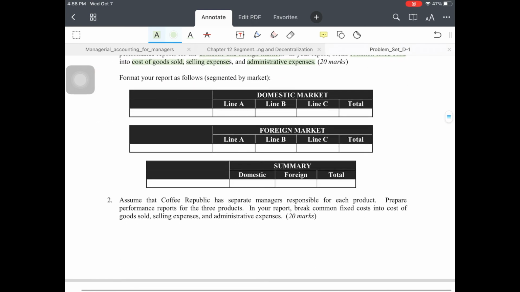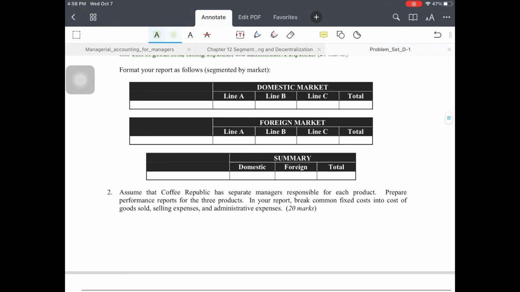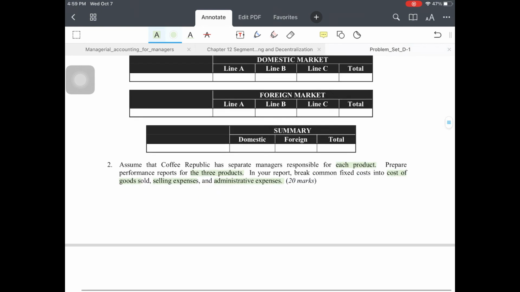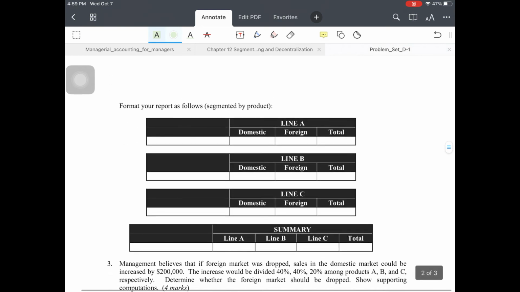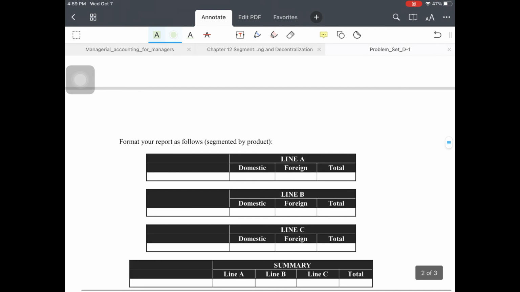Now for the second requirement. It says here, assume that the Coffee Republic has separate managers responsible for each product. Prepare performance reports for the 3 products. In your report, break down common fixed costs into cost of goods sold, selling expenses, and administrative expenses. Again, we're given a format to be followed, which is this one. Now let's try to solve this in Excel.